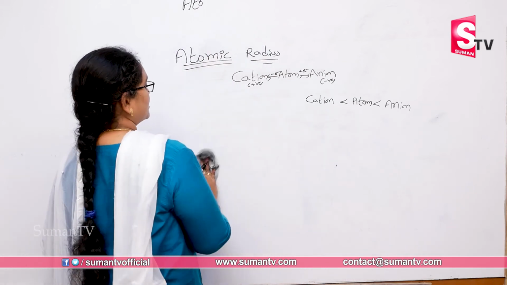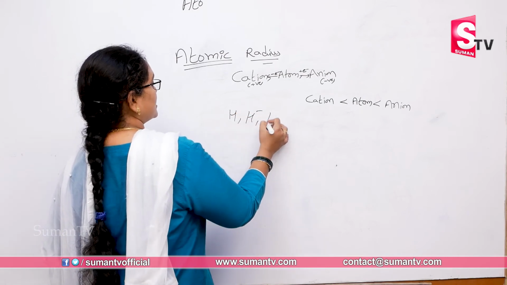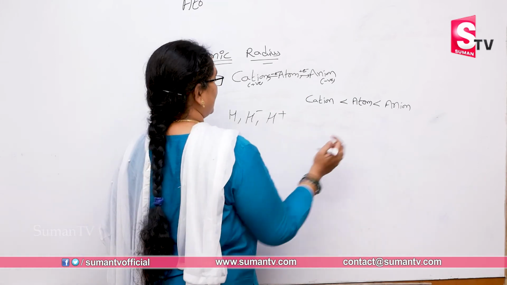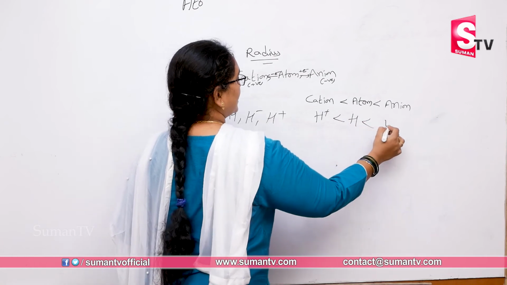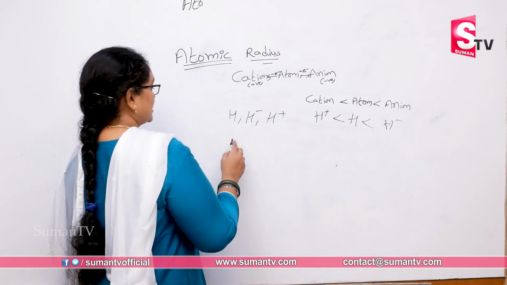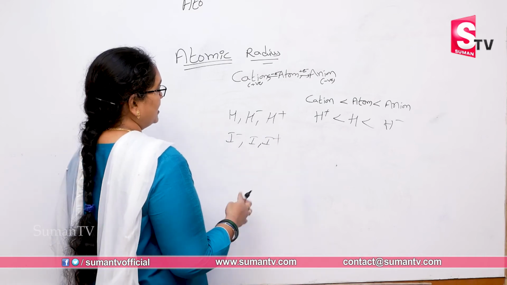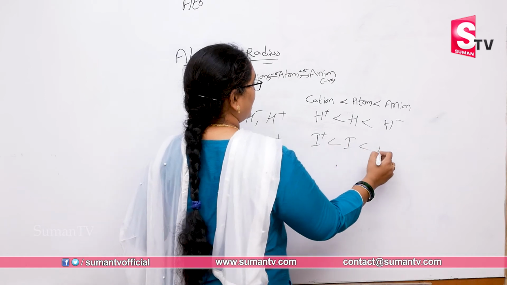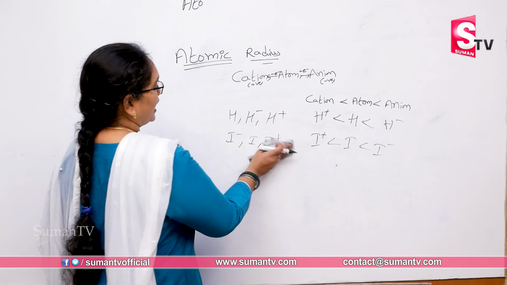So we have two examples. Just compare the order of H, H minus and H plus. The order is cation, atom and anion: cation is H plus, atom is H and anion is H minus. In the same manner, I plus, I, I minus. This is the order of the cation, atom and anion.